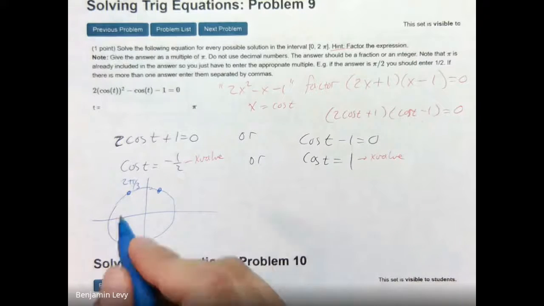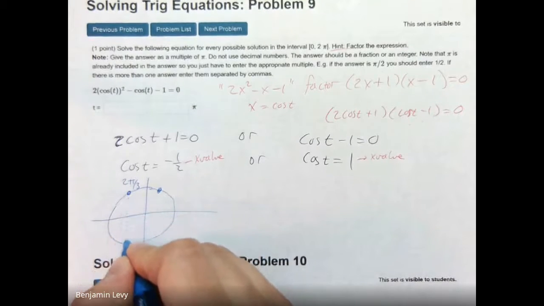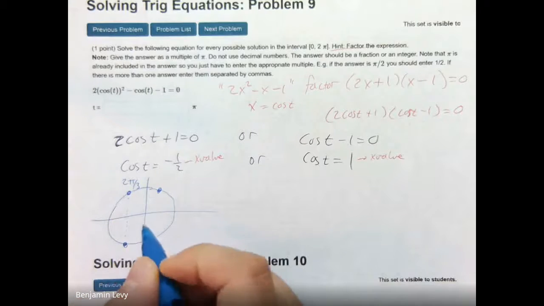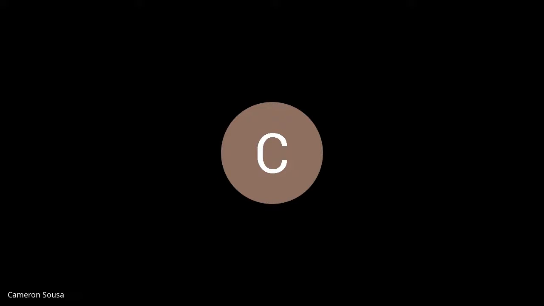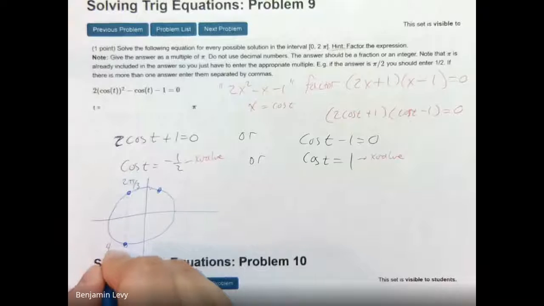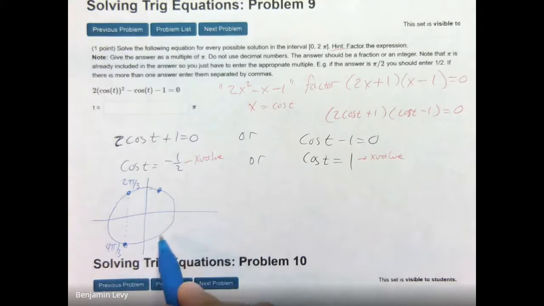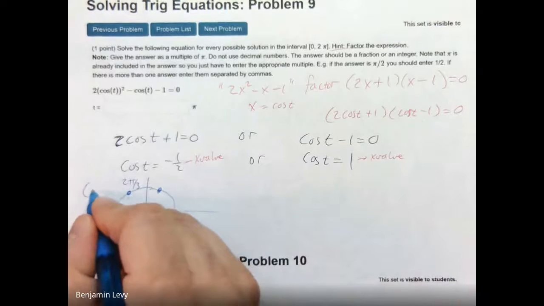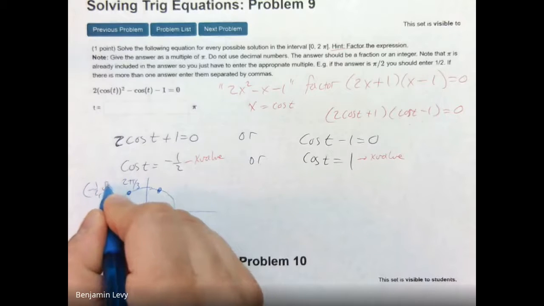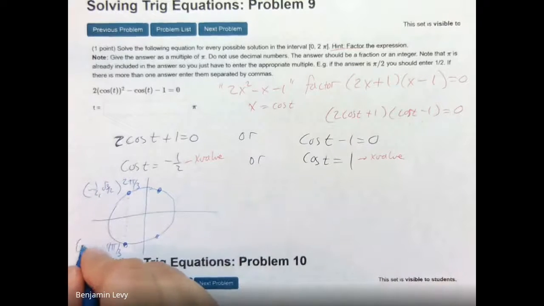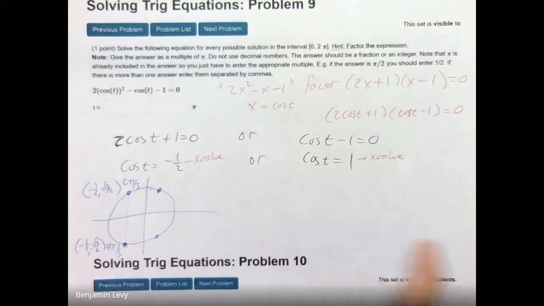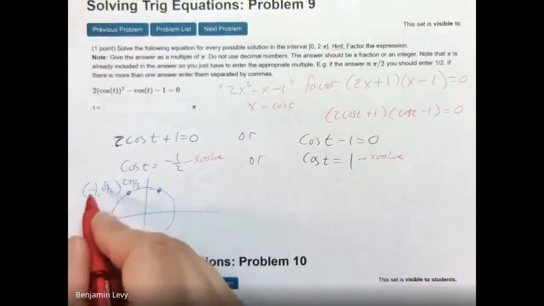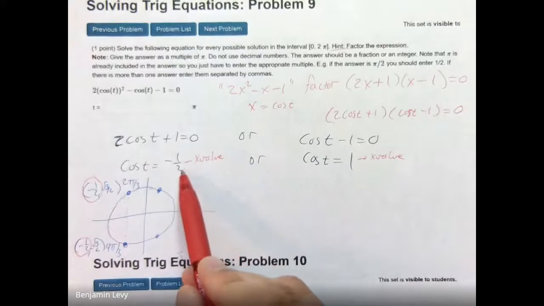What's another one? The one that's down here. 5 pi over 3? 4 pi over 3. So 5 pi over 3 would be the one that's over here. Okay, so we want to be at one of those two places. Again, that's because the x value is minus 1 half at both of those. I'm writing down the x, y. But the point is, they both have minus 1 halves, which is what we were looking for.